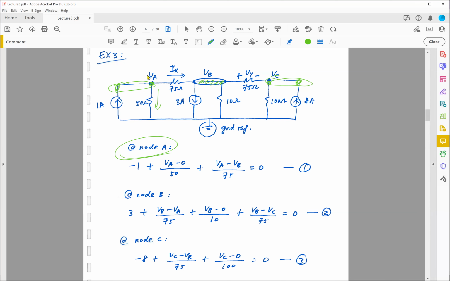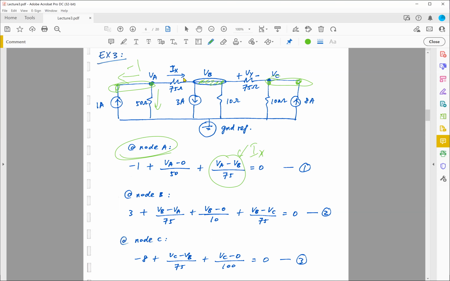Plus VA minus VB divided by 75. The current, basically your Ix. This here is Ix. And then plus -1. So if 1 is flowing into the node, then -1 is flowing out of the node. So in this case, I chose to write it this way. So -1, plus this current plus this current is equal to 0. And that is my first equation.